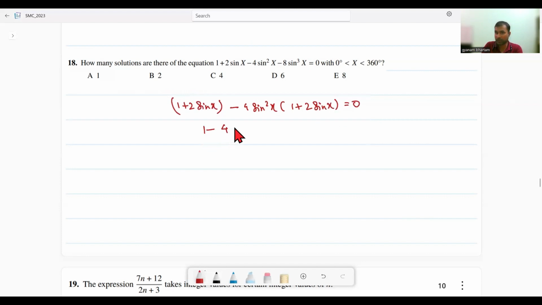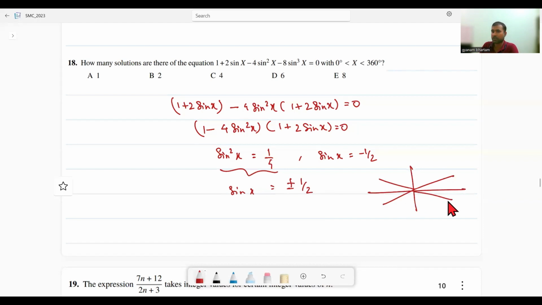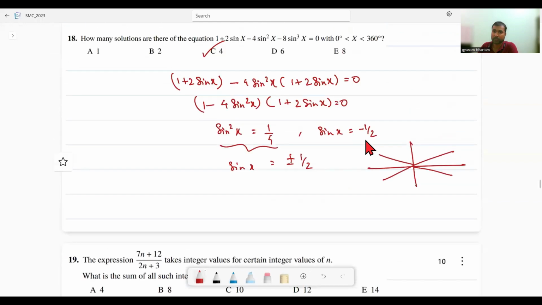So we are left with 1 minus 4 sin square x, and 1 plus 2 sin x equal to 0. This gives sin square x equal to 1 by 4, or sin x equal to minus half. By the way, minus half is already included, because sin x is plus minus half. It will take 30 degrees in each of the four quadrants, which is 4 solutions.